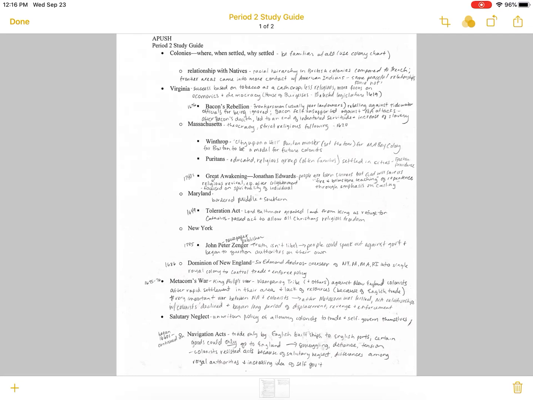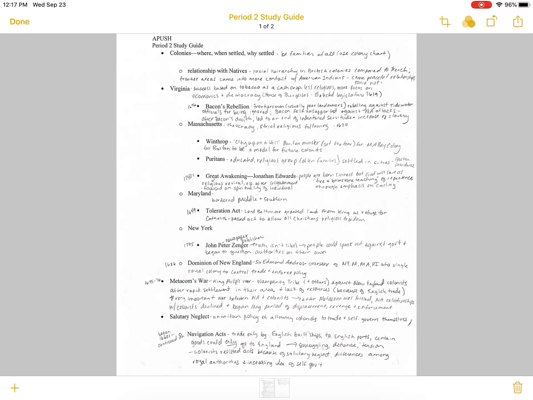Salutary neglect is the unwritten policy of allowing colonists to trade and self-govern themselves. This has been basically, as long as you're sending money our way, colonists to Britain, we're going to let you do your thing until there's problems that need to be solved and money needs to be had. And so now things are going to change. And one of the first things that starts to erode away the salutary neglect is the Navigation Acts.